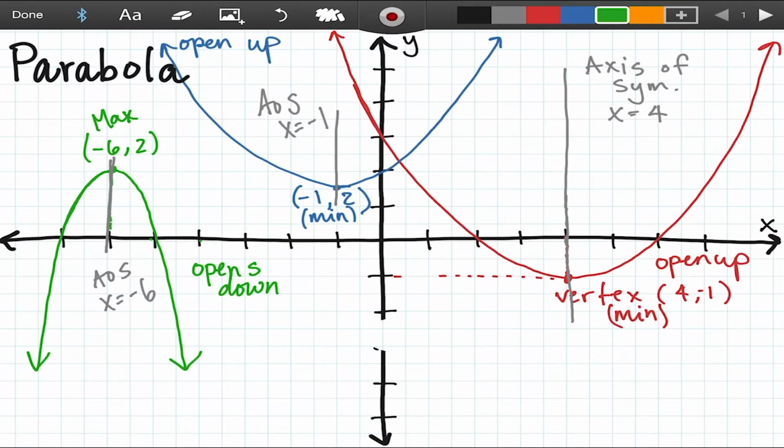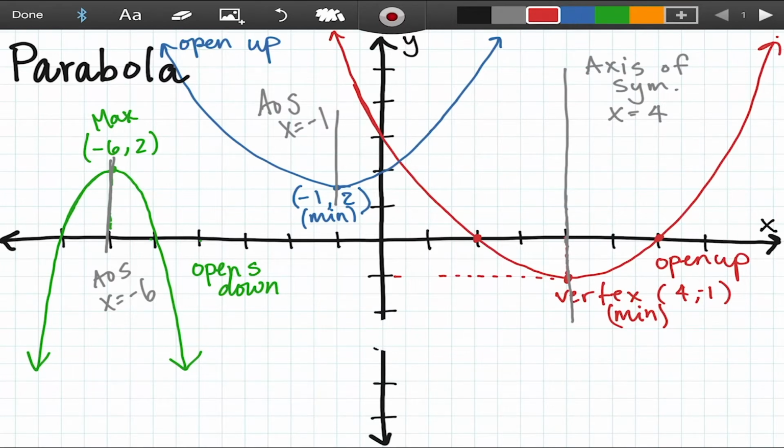So for my red parabola, I actually have two x-intercepts, okay? That's what makes quadratics a little different than linear functions. Lines will only cross the x-axis once. It will never cross twice. Parabolas could cross it twice, okay? And look at this, it does. It crosses it twice right here.